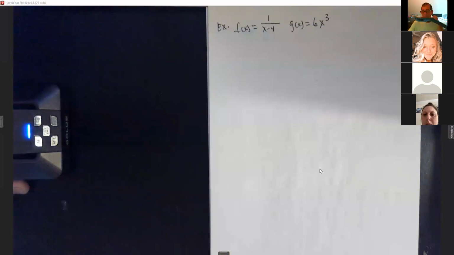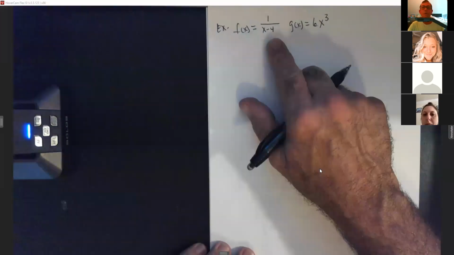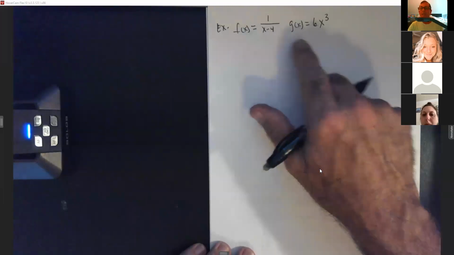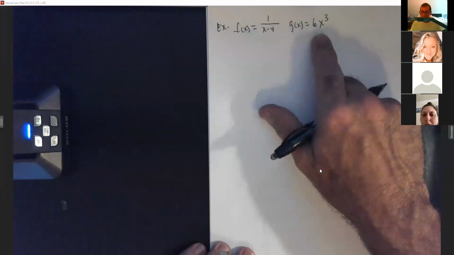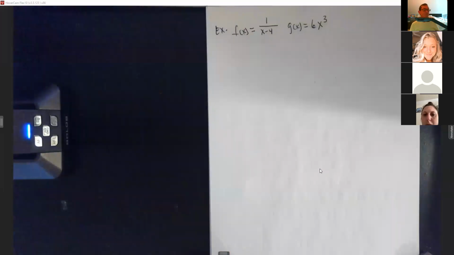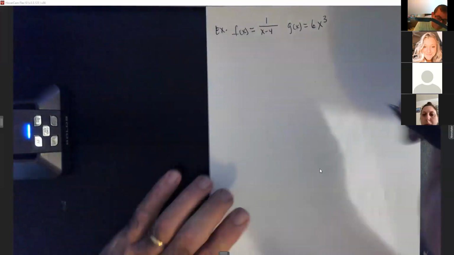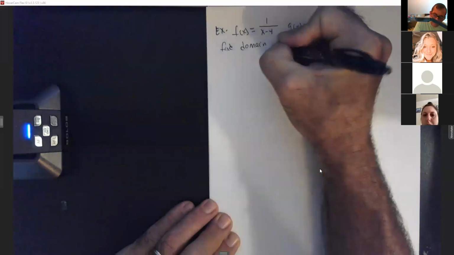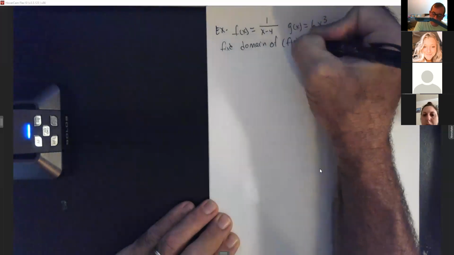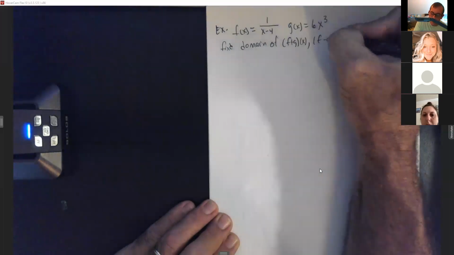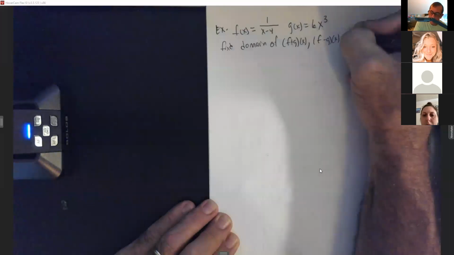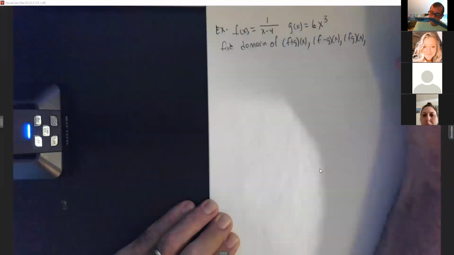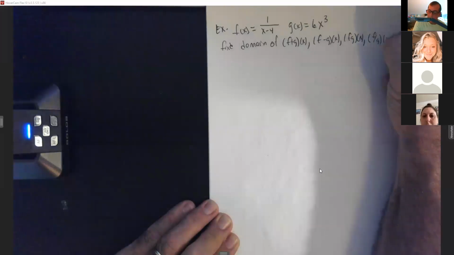All right, so y'all with me? I got f of x is 1 over x minus 4. And then my g of x is 6x to the third. All right, I'm going to find the domain of everything again. So find domain of f plus g of x, f minus g of x, f times g of x, and then I'll even do f divided by g of x.